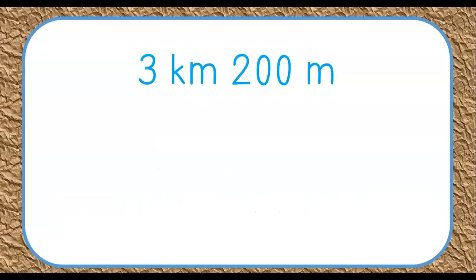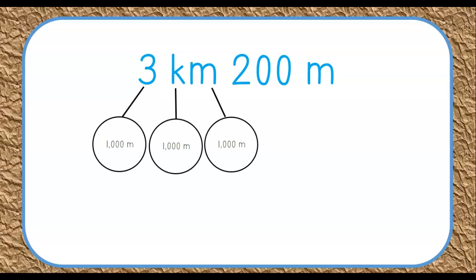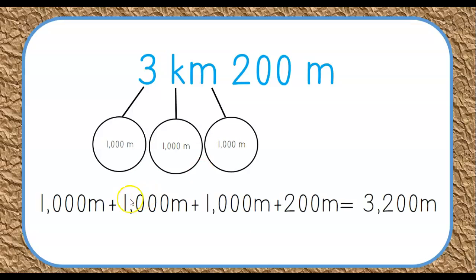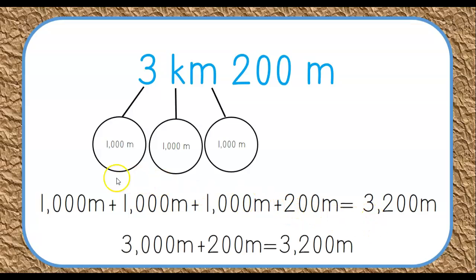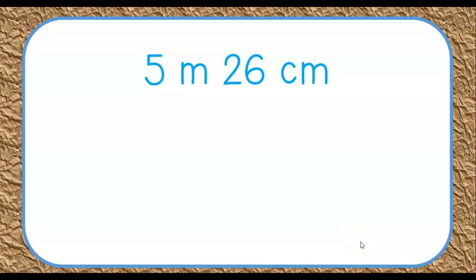Let's look at 3 kilometers and 200 meters. So I'm going to do 3 kilometers as meters. So I have 1,000 meters, 1,000 meters, and 1,000 meters. Now in my number sentence, I add those together. That's 1,000 plus 1,000 plus 1,000 plus 200 meters, which gives me 3,200. What I can also do is combine. I know that 3 kilometers is 3,000, so I could do 3,000 meters plus 200 meters. Gives me 3,200 meters.